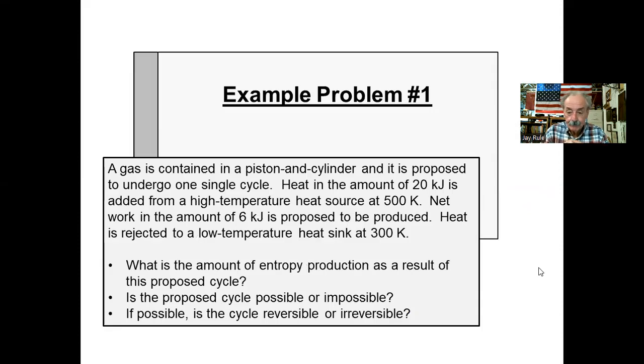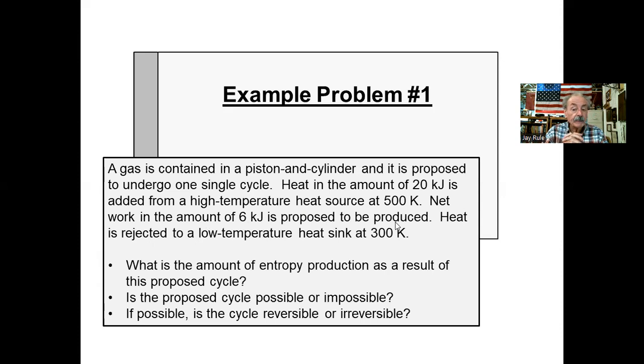Okay, now a worked example for a system undergoing one single cycle. A gas is contained inside a piston and cylinder, and it's proposed to undergo one single cycle. Heat in the amount of 20 kilojoules is added from a high temperature heat source at 500 K. Net work in the amount of 6 kilojoules is proposed to be produced. Heat is to be rejected to a lower temperature heat sink at 300 K. Now that's enough to set up your sketch.